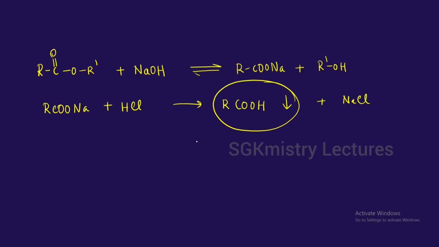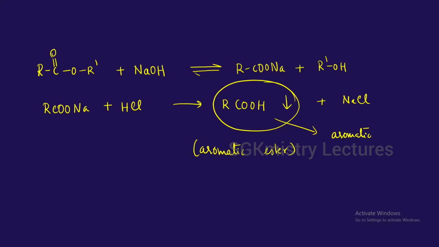Now, one more thing has to be very clear. Here, we are going to take the aromatic ester, so that you get the aromatic carboxylic acid that is precipitated out. If you take an ester with low molecular weight, then the respective carboxylic acid may not be precipitated out. But for your organic analysis, it is usually the aromatic esters which are given.